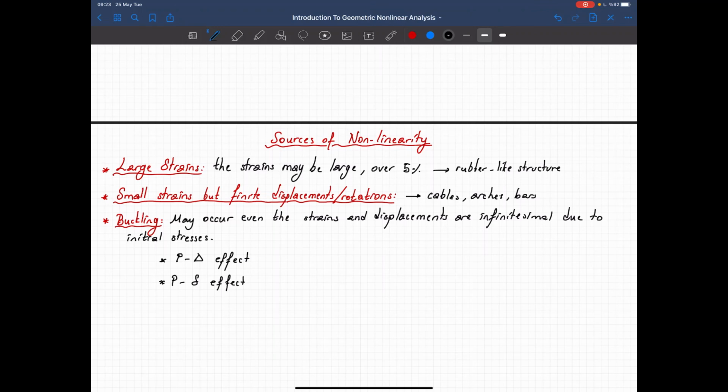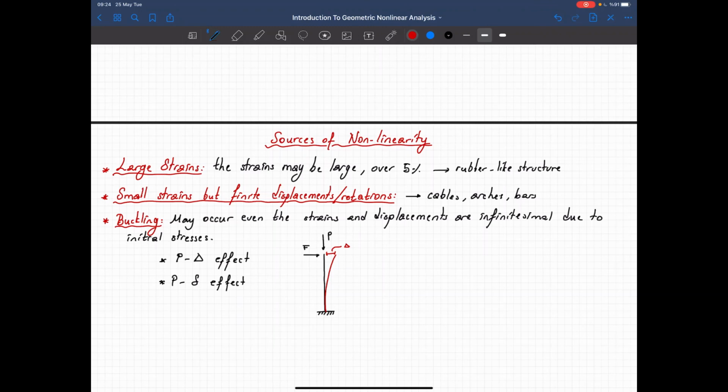Now for the P large delta effect, we use an example of a cantilever. We have an axial load on it, P, and we have F. In that case, it deforms this way. This is delta. This delta may be too small, a very small number, small deformation like we see in building structures, but P could be very, very large. So even if delta is small, since P is large, the P times delta creates a secondary moment that you cannot ignore. So this effect is called the P large delta effect.